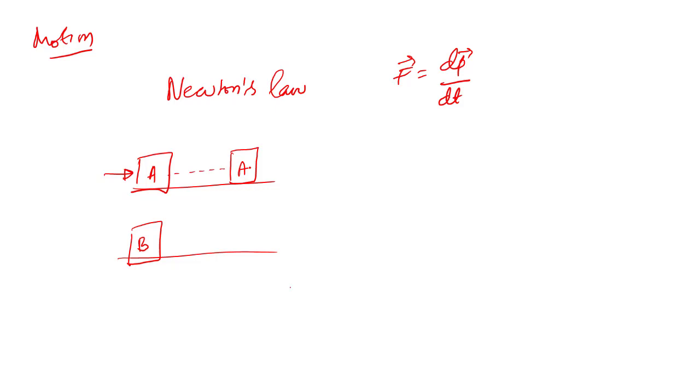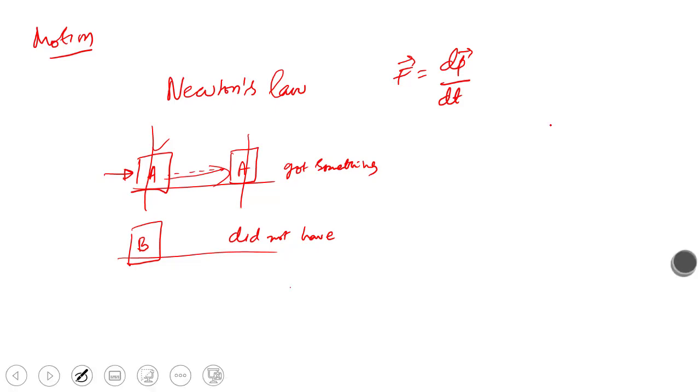So after I push it, ice cube A got something that B didn't have. It became different. It's no more identical because it went to a different place. It went from its old place to a new place. So it got something that it didn't have before. This is where we talk about the important concept of impetus.